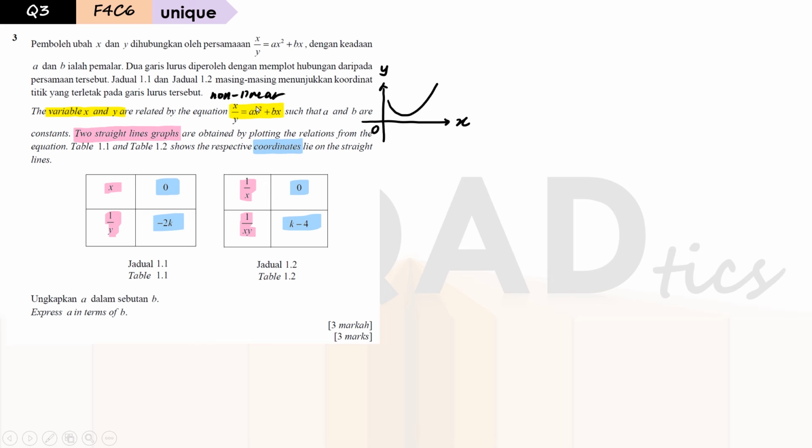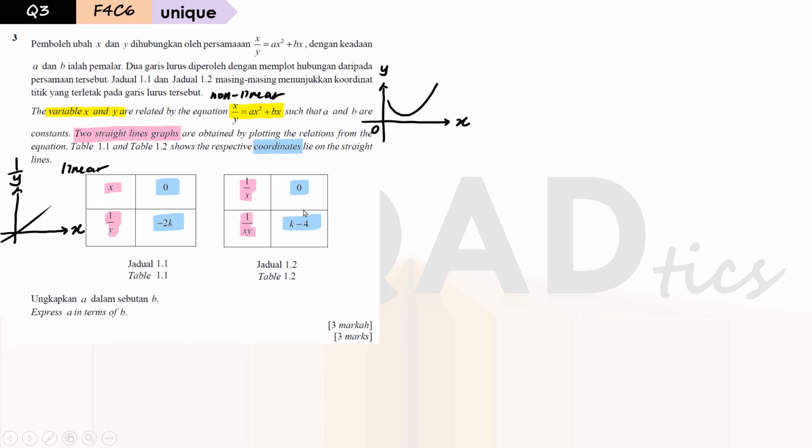But how can it change to a straight line? It is by adjusting the axis of the graph. So now, instead of small x and small y, they change the axis. The x-axis will still be small x, but the y-axis here has changed to 1 over y. And by using these axes, it can draw a straight line. Okay, so this one is a linear graph.